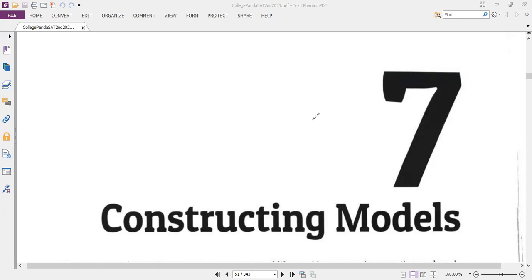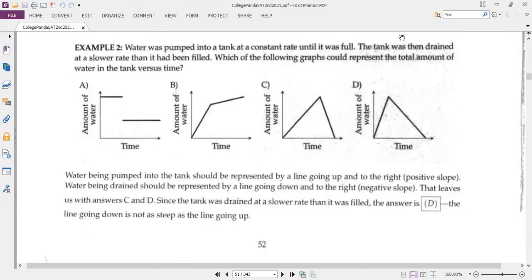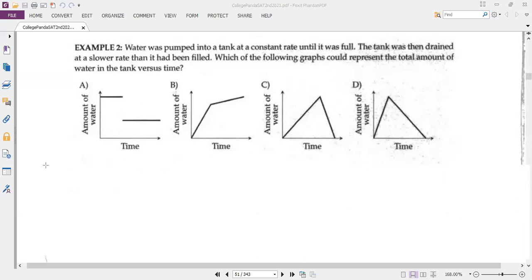She sent to me on WhatsApp about this chapter, College Panda, second edition, chapter 7, constructing models, example 2. She needs to know more about what is happening in this example. So we have to eliminate the explanation here and try to explain the model.